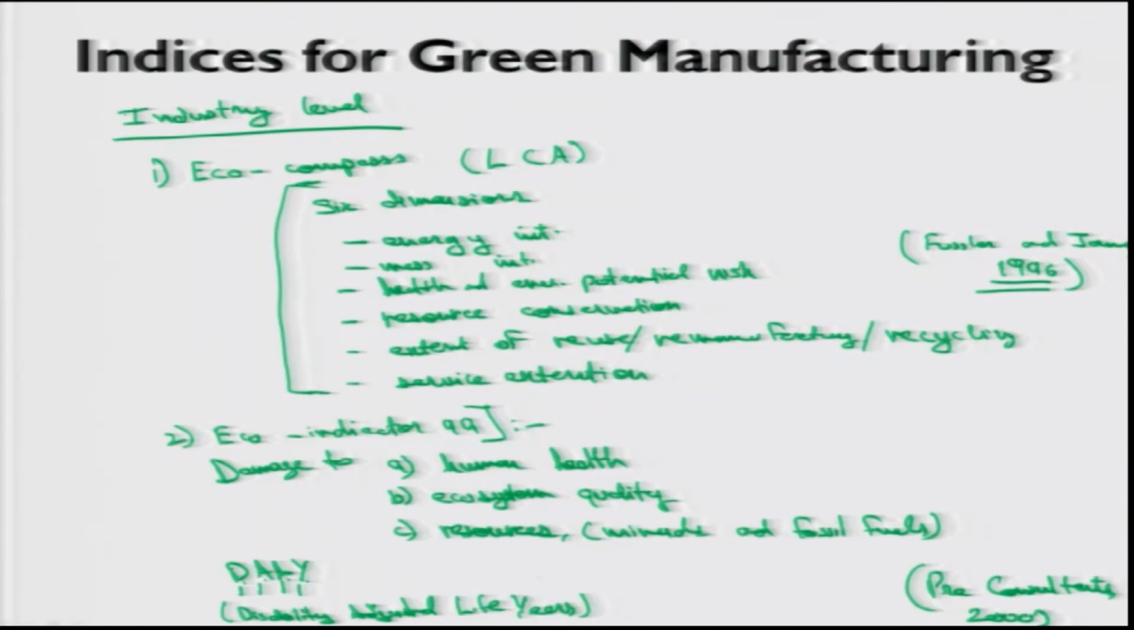And damage to ecosystem is expressed as the percentage of species that have disappeared due to the environmental impact. And for the resources, it is the intensity of resources that are being used here.